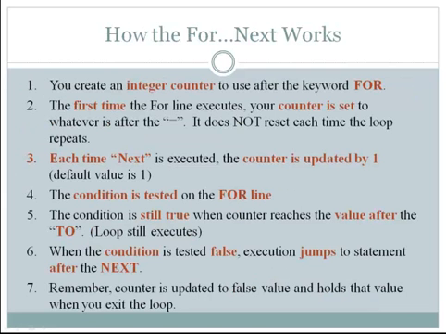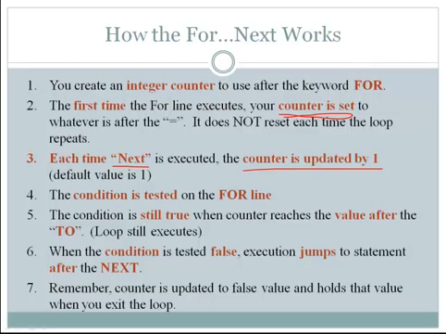Now, you're going to create the integer counter after the keyword for again. The first time that for loop executes, your counter is going to be set to whatever that start position is. This is the only time this happens. It does not reset each time the for loop executes. After the next is executed, that counter again, unless it's told otherwise, is always going to be updated by 1. That is the default value, a positive 1.